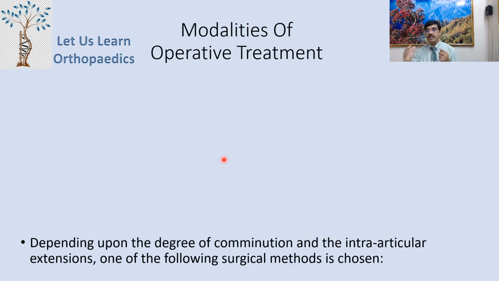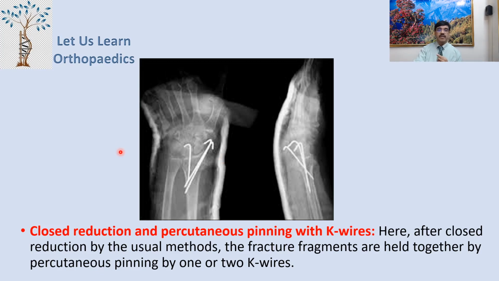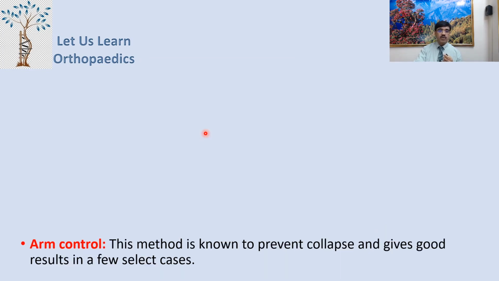Now, depending upon the degree of comminution and the intra-articular extension, one of the following surgical methods is chosen. The first method chosen is closed reduction and percutaneous pinning with K wires. After the closed reduction by the usual method, the fracture fragments are held together by percutaneous pinning with 1 or 2 K wires. The arm control method is known to prevent the collapse and gives good results, as I have already discussed, giving an above elbow POP cast.